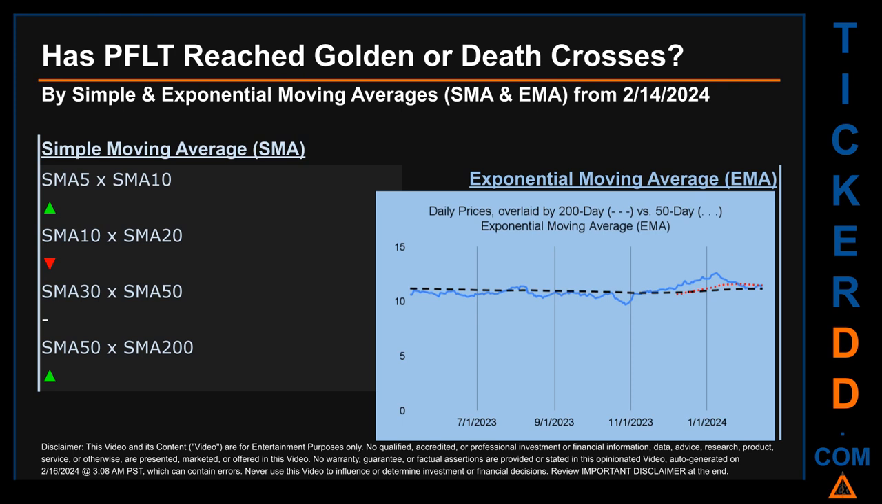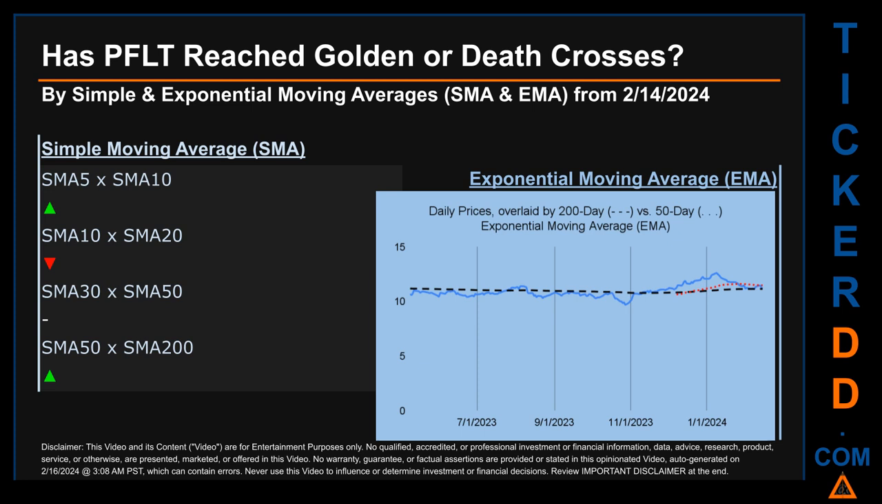Has PFLT price reached golden or death crosses? Golden cross and death cross are basic signals that compare average prices across two specified trade day ranges, a short-term versus a long-term range. For example, 5-day versus 10 trade days. Essentially, a golden cross is a bullish signal. It appears when a ticker's short-term moving average crosses above its long-term average. Vice versa, a death cross is a bearish signal when the short-term crosses below its long-term moving average.